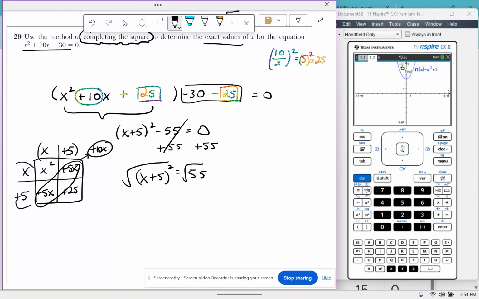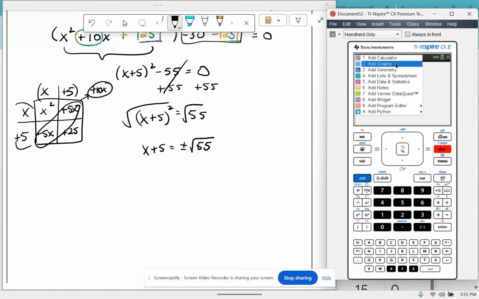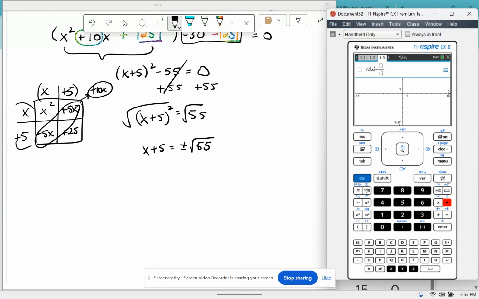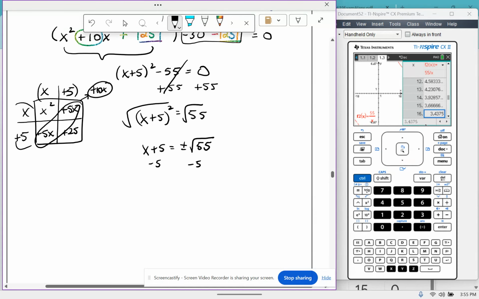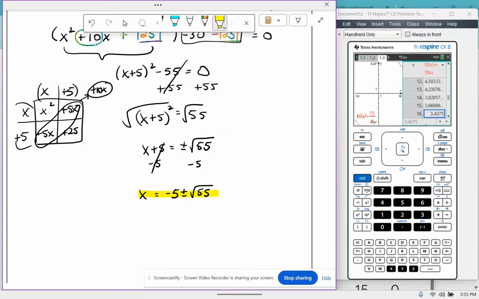I'm going to square root both sides. I get x plus 5 equals plus or minus the square root of 55. Let's just double check that 55 doesn't have any perfect squares as factors. I'm pretty sure it doesn't, just looking at it. Yeah, I don't see any perfect squares. Okay, I'm just going to move the 5 over then. The plain old negative 5 goes out front, plus or minus the square root of 55, and that's my answer. All right.